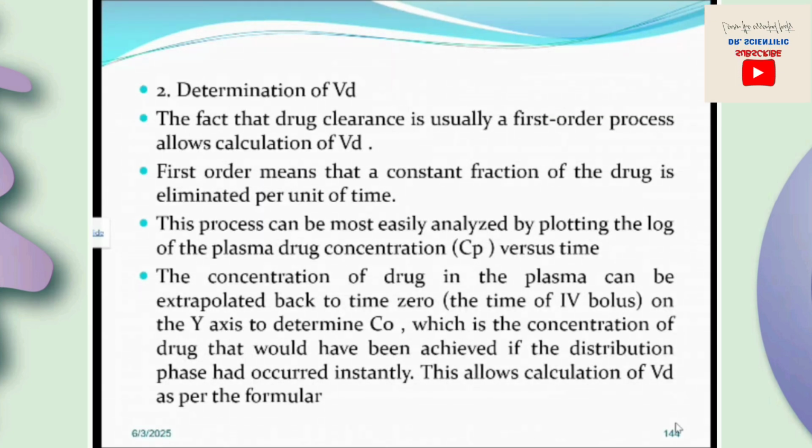Determination of VD. The fact that drug clearance is usually a first order process allows calculation of VD. First order means that a constant fraction of the drug is eliminated per unit of time. The process can be most easily analyzed by plotting the log of the plasma drug concentration versus time. The concentration of drug in the plasma can be extrapolated back to time zero, the time of IV bolus, on the y-axis to determine C0, which is the concentration of the drug that could have been achieved if the distribution phase had occurred instantly. This allows calculation of VD as per the formula.